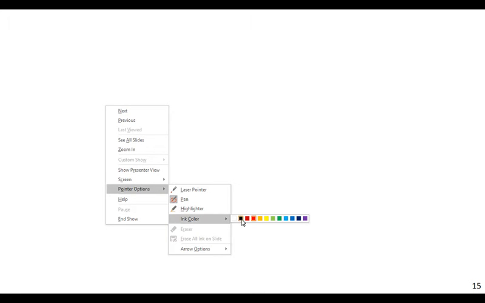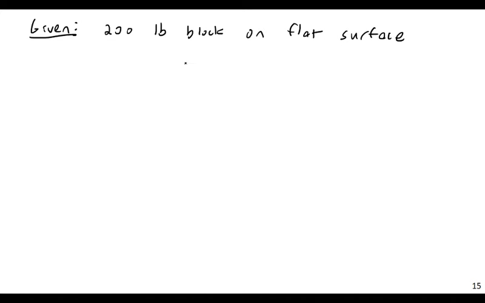I'm going to have a 200-pound block, so this is given. I have a 200-pound block on a flat surface, and a force P is applied. Force P is applied at 30 degrees. And I will draw this out. And so I have my surface here.